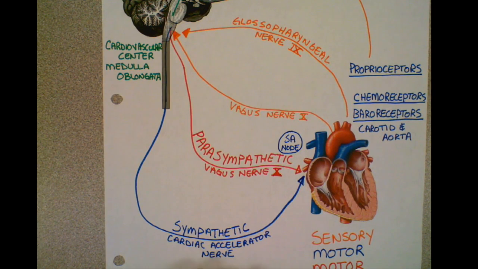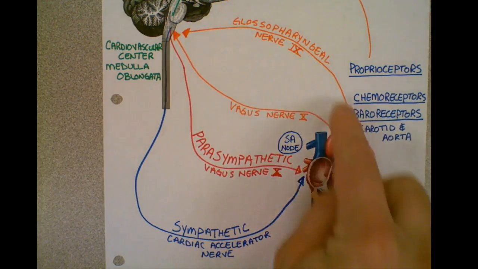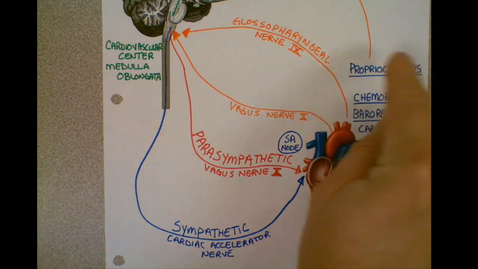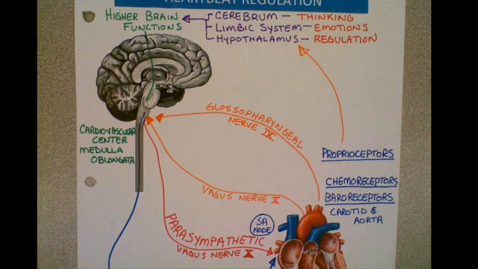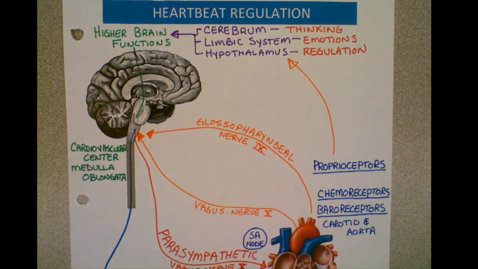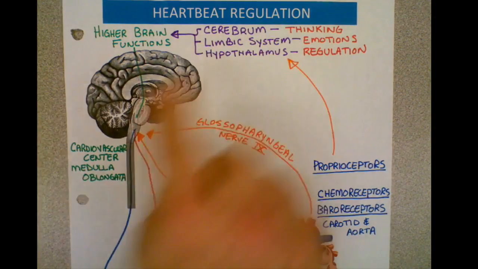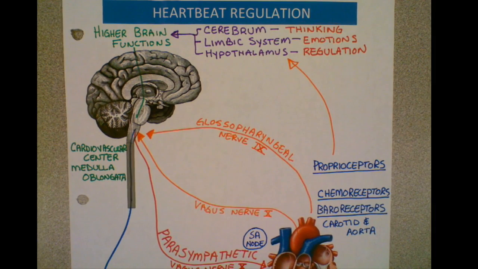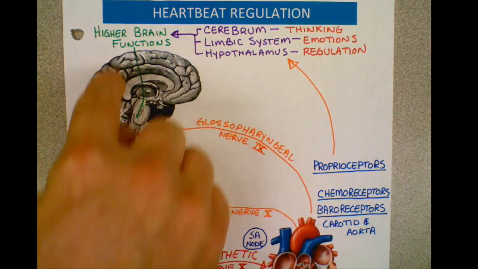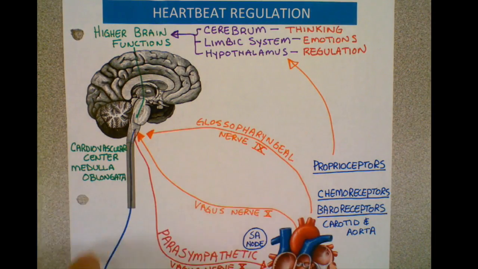Now, on top of this, these signals that are in the carotid artery and aorta can also affect our higher brain function. So our higher brain functions, the cerebrum is the thinking part of our brain, the limbic system is our emotions, and our hypothalamus, remember, is the center of homeostasis. So the signals can also go through these parts of the brain, and then these parts of the brain can send a signal to the medulla oblongata to send the signal down to the heart.